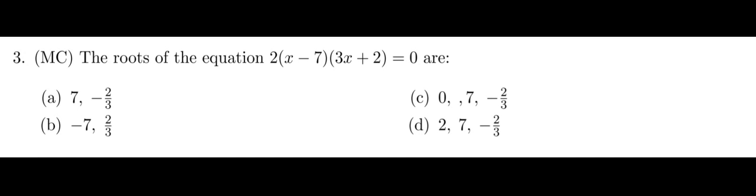This question here is a little bit more straightforward than some of the rest. This is more like just a knowledge question here. Do you understand what's going on? So the roots of the equation (2x - 7)(3x + 2) equal to 0 here.